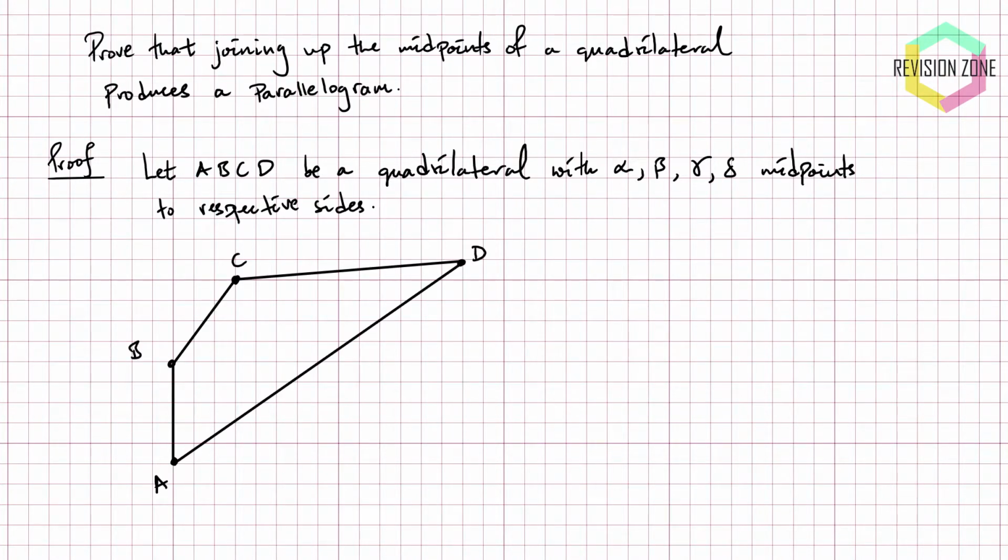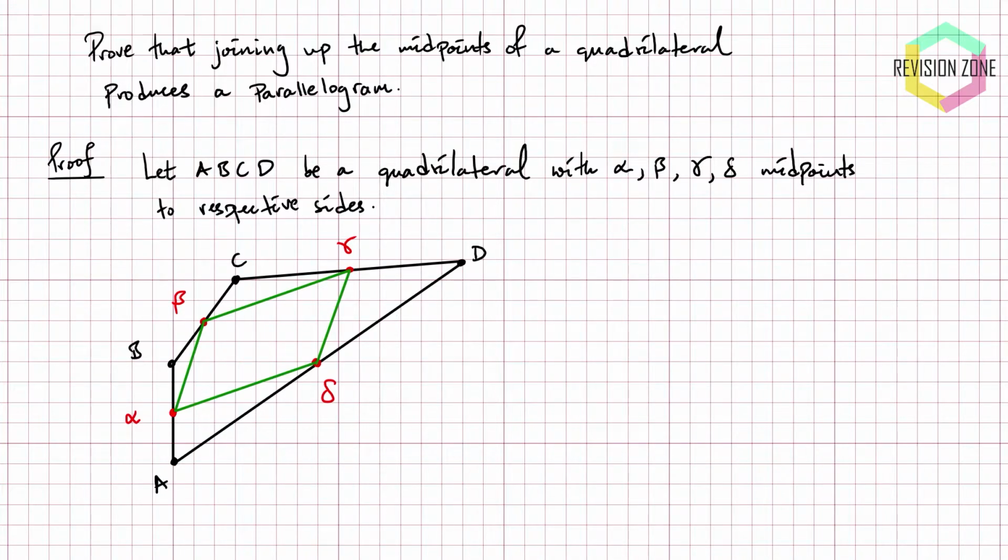So we start with a general quadrilateral. We've got A, B, C, and D as our general quadrilateral. Then we want to insert midpoints for each side. And as I've said, alpha, beta, gamma, and delta are the midpoints respectively. And we want to join these up with line segments. And indeed, the shape we get looks very much like a parallelogram. But obviously, this is not a proof yet. We need to do some more hard work.